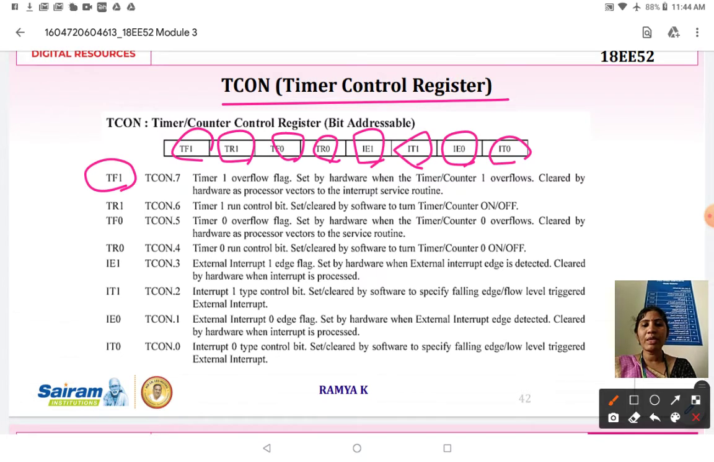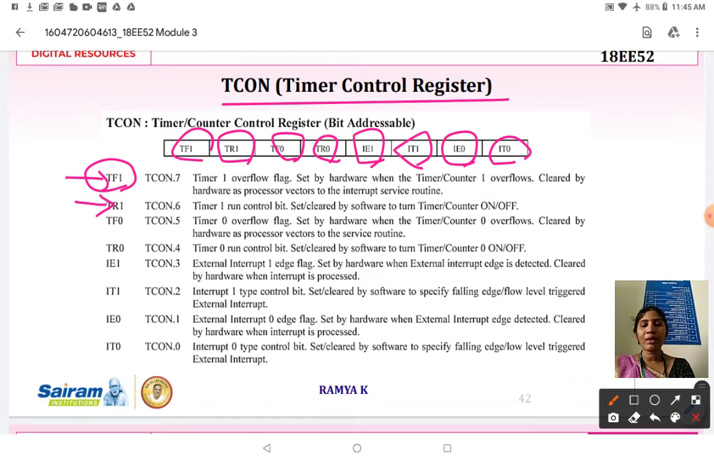It will be set by the hardware when the timer or counter 1 overflows, and it is cleared by hardware as the processor vectors to the interrupt service routine. TR1 is the timer run control bit. This particular bit is set or cleared only by means of software, whereas TF1 is your overflow flag, set or reset only by hardware control. So TF1 is hardware control, TR1 is software control.